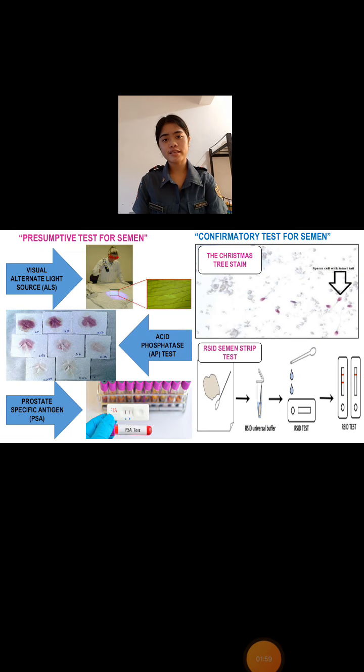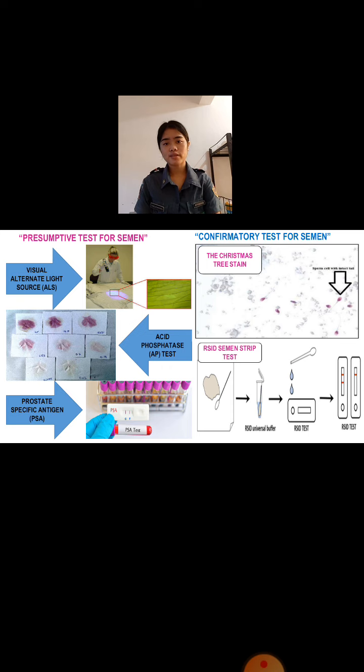There are three presumptive tests for semen. First, visual and alternate light source. Semen can be detected with the naked eye in clothing and undergarments or through the use of alternate light source such as ultraviolet light. And second, acid phosphatase test, using standard chemical reaction in laboratories to analyze a given stain for the presence of these enzymes.